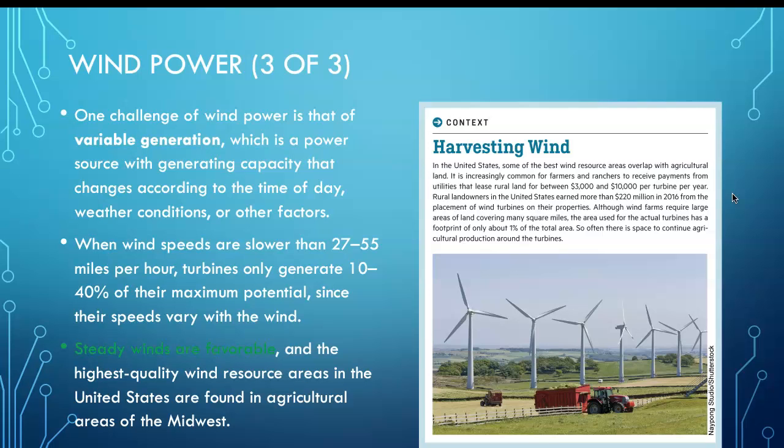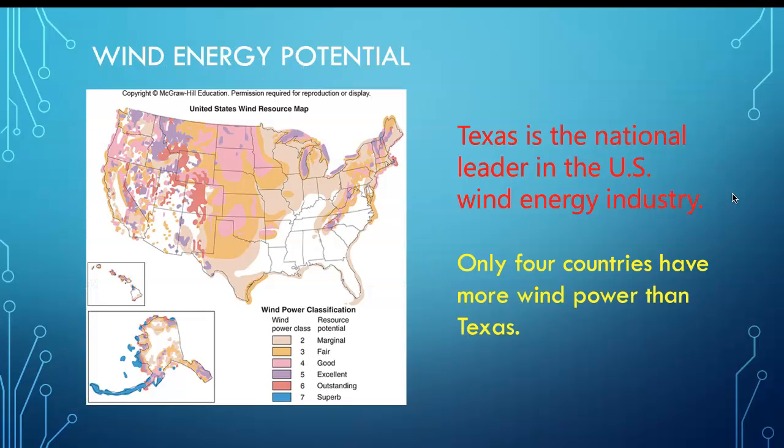Steady winds are favorable for using wind power, for sure, right? If you look at the wind energy potential across the United States, Texas does not have the most favorable conditions. Those light colors are marginal and fair, and deeper colors are outstanding and superb. You can see most of the Texas area is just marginal and fair, with a little bit of good area. Why do I mention this?